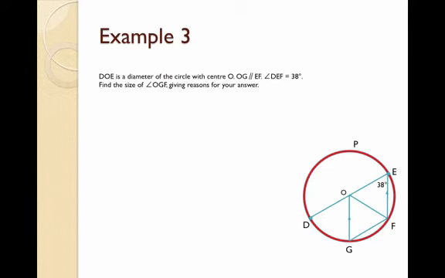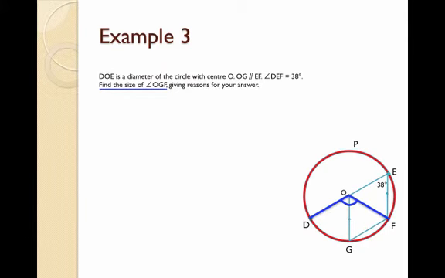Example 3 looks quite different to the straightforward use of the rule. Before beginning this example, I'd like to point out that in circle geometry there will usually be more than one way to prove something. As long as your thoughts are structured and your reasons are correct, you can go about proving what you need using any number of geometry facts. In this example, we're told that the line DOE is a diameter, and that OG is parallel to EF. Given that the angle DEF is 38 degrees, we're asked to find the angle OGF given reasons.